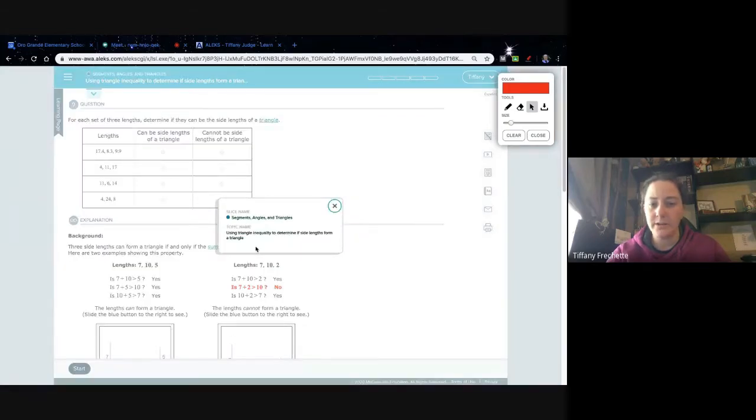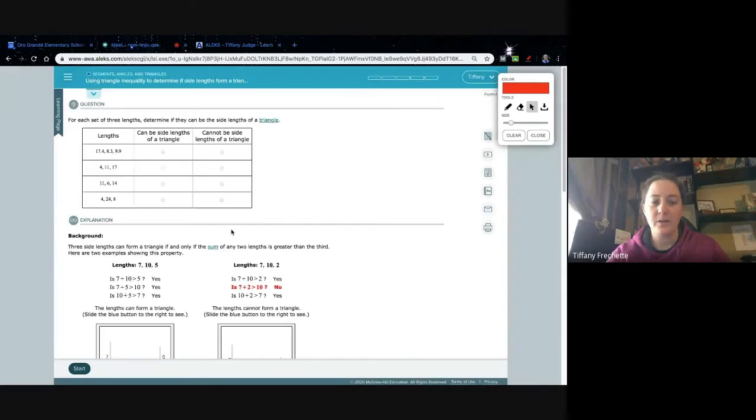Using triangle inequality to determine if side lengths form a triangle. All right, so triangle inequality, they're referring to the fact that any two sides of a triangle have to add up to be greater than the third side. So if you add two sides of a triangle together and it's smaller than the other side that you haven't added, then that can't be a triangle. That's not a valid number.